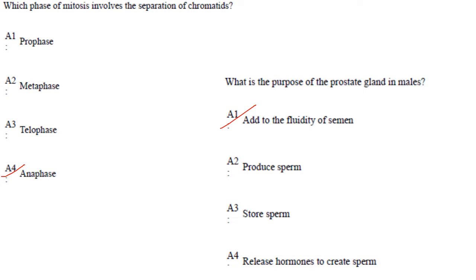So it is anaphase. Answer is A4. What is the purpose of prostate glands in males? So to produce the fluid that nourishes and transports sperm, or seminal fluid. So answer here is option 1, that is add to the fluidity of semen.